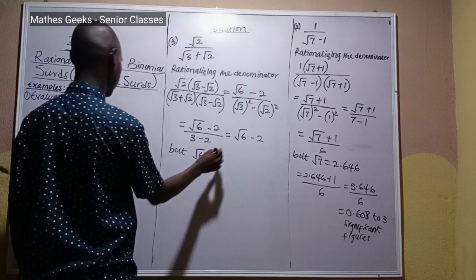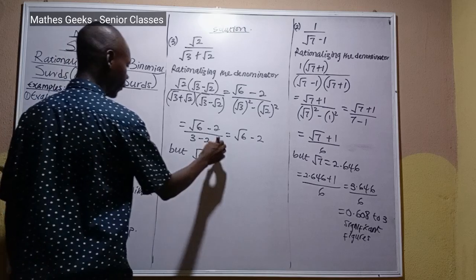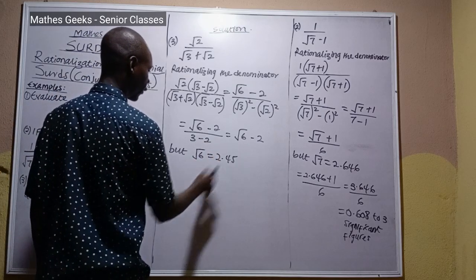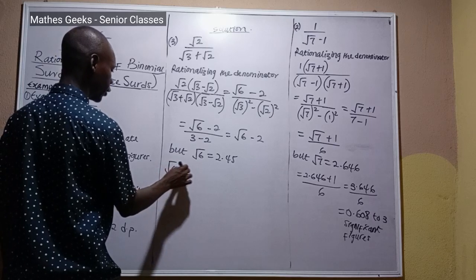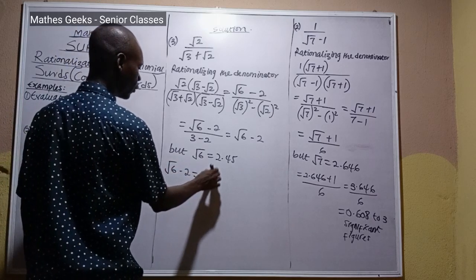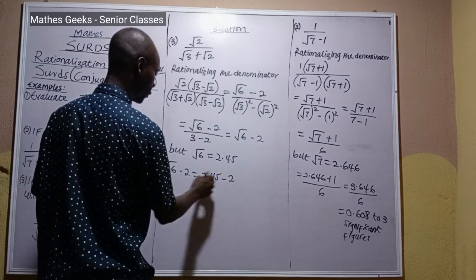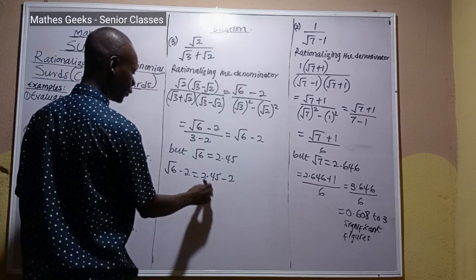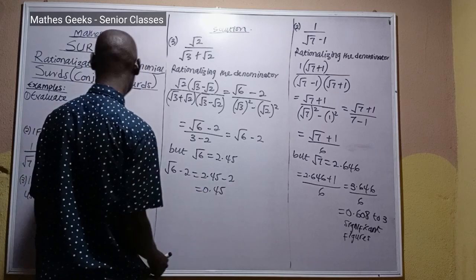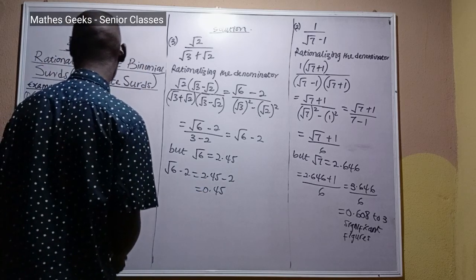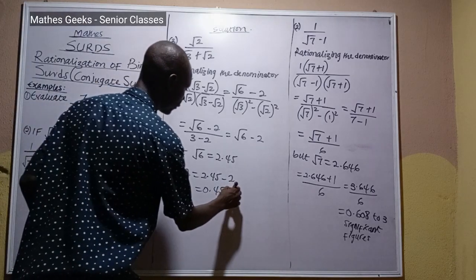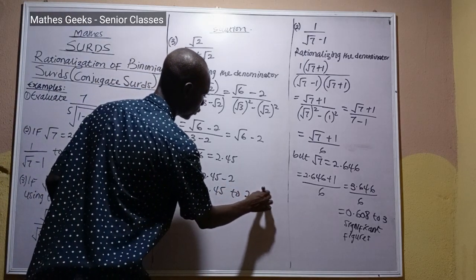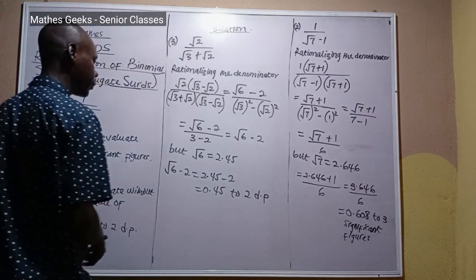But root 6 is equal to 2.45. So root 6 minus 2 is equal to 2.45 minus 2, and that's equal to 0.45 to 2 dp, 2 decimal places.